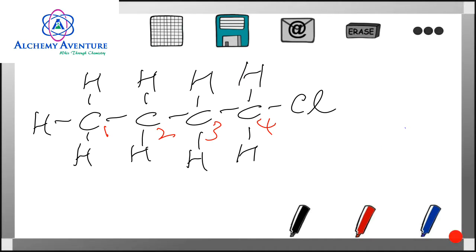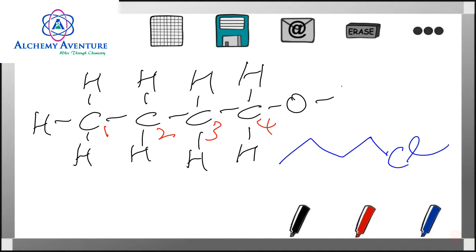So let me erase this. Once again, we need to count the total number of carbon atoms. There are 4 of them. So 1, 2, 3, 4. But we add one more, chlorine over here. So this is the skeletal formula of this molecule. Let's replace Cl with OH then. Let me erase this.